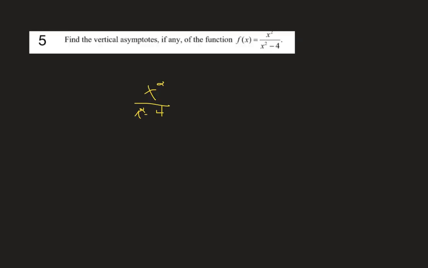So to find the vertical asymptotes, all you have to do for this equation is factor the bottom. Once you factor it, you get x minus 2 times x plus 2, and then you set both of them equal to 0, and you're left with -2 and +2, and those are your two vertical asymptotes right there.